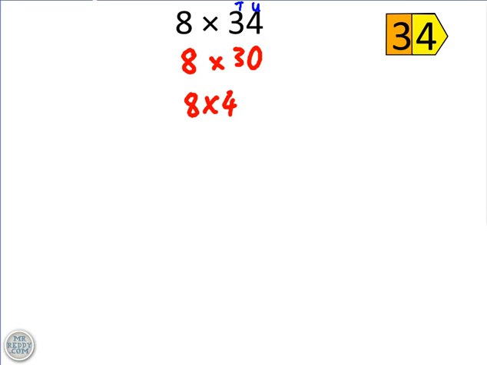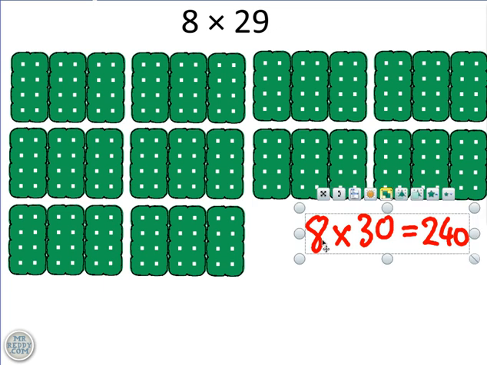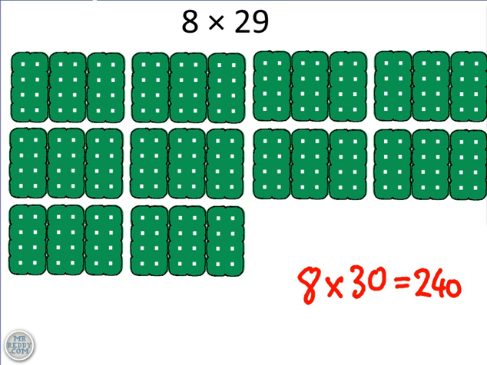And strategy number 3 applies to this question here, 8 times 29. What I have on the screen is 8 times 30. 1, 2, 3, 4, 5, 6, 7, 8, 9, 10, 11, 12, 24, 25, 26, 27, 28, 29, 30. So again, we use that number fact that's very easy to find. 8 times 30 is 240. How do we use that to help us work out what 8 times 29 is? How are we going to do that using the answer to 8 times 30?